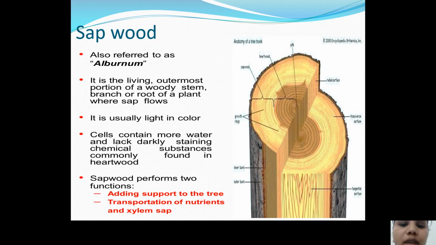Now, sapwood, it is also referred to as alburnum. It is a light-colored wood present outside of the heartwood, and its function is to transport the food materials.